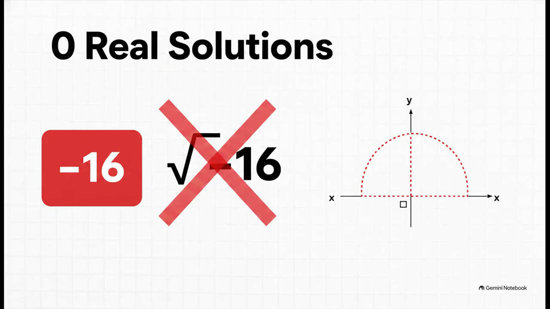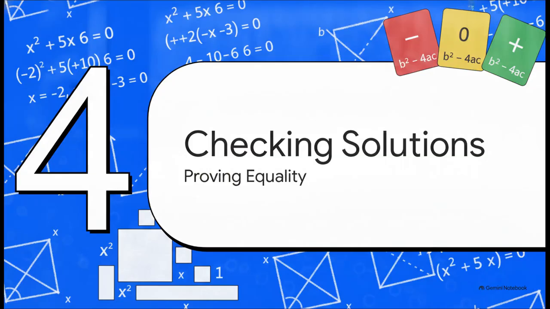The mathematical reasoning here relies on a hard boundary in the real number system. You literally cannot take the real square root of a negative number. A negative discriminant physically stops us from finding real roots, meaning if we actually graphed it, the parabola would never even touch the x-axis.